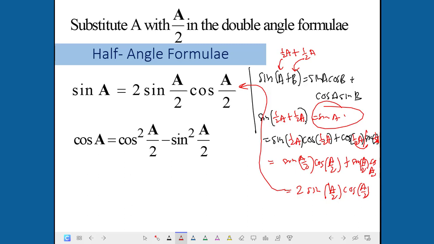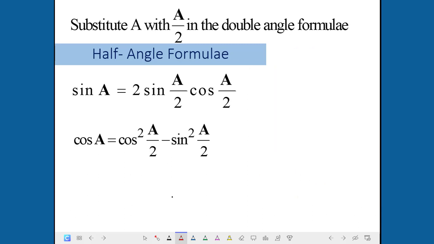The same procedure applies for cos A. Okay, for cos A, let's do it together. Starting with cos.